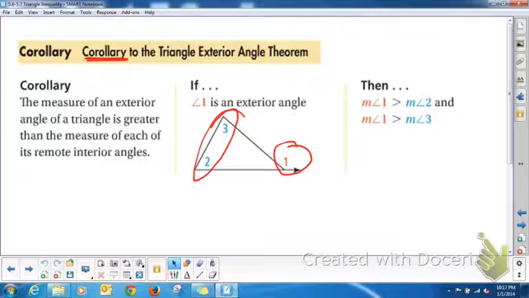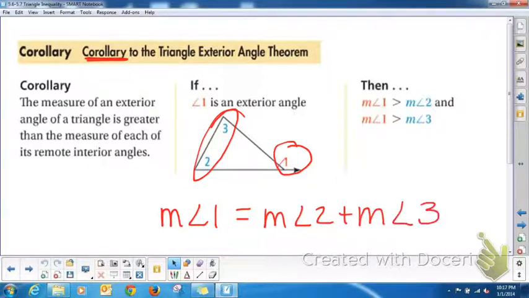So angle 1 is greater than both angle 3 and angle 2, because we already knew that the measure of angle 1 was equal to the measure of angle 2 plus the measure of angle 3. That was the exterior angle theorem, and therefore angle 1 is greater than each one of those individually.